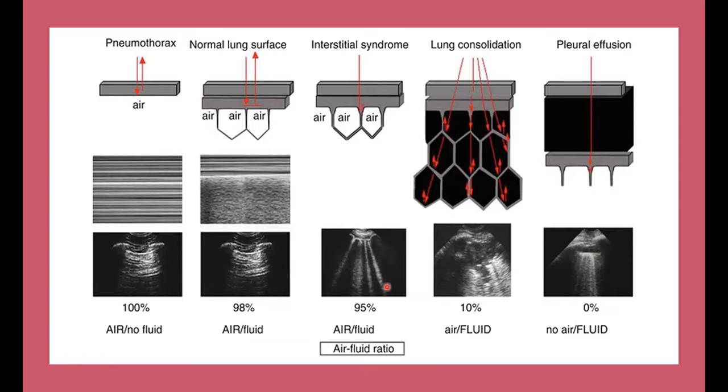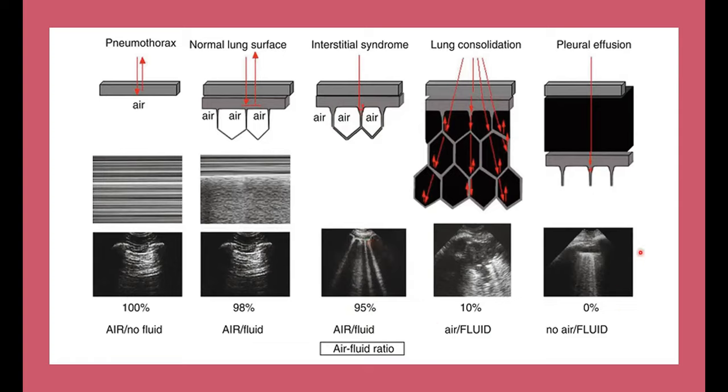And because fluid is coming in, you are generating these interstitial areas with the tetrahedron of fluid bubbles, which reflects the sound waves back, but completely obliterates this air, because air will not allow reflection, but fluid will. And that's when you start seeing B lines.